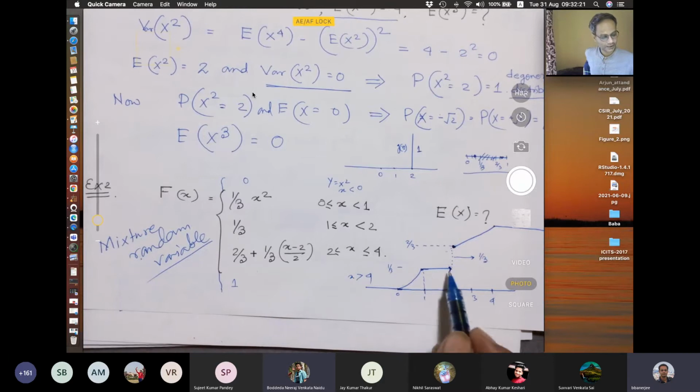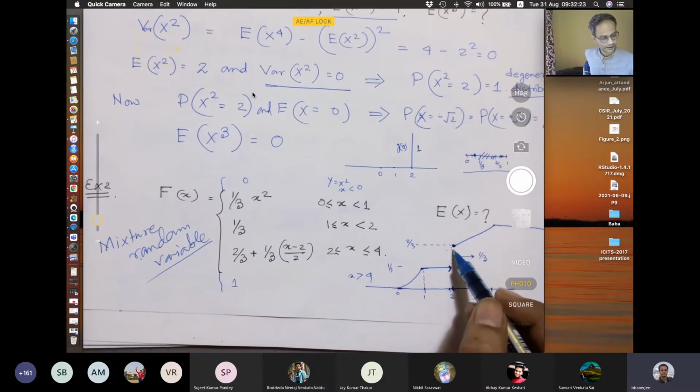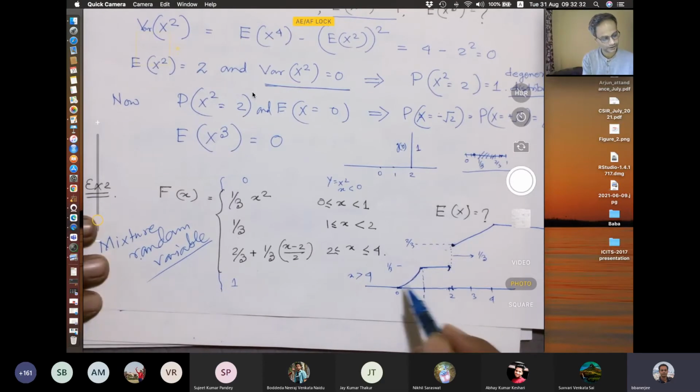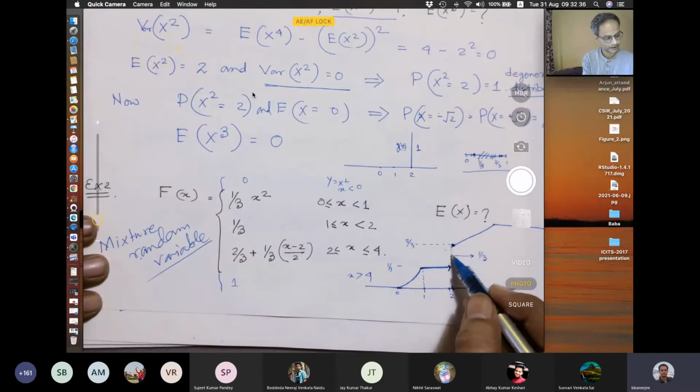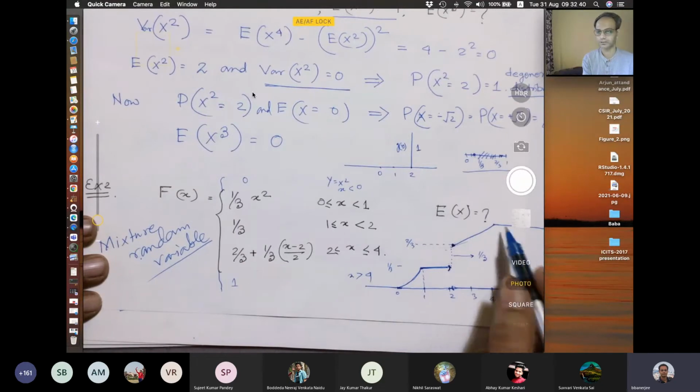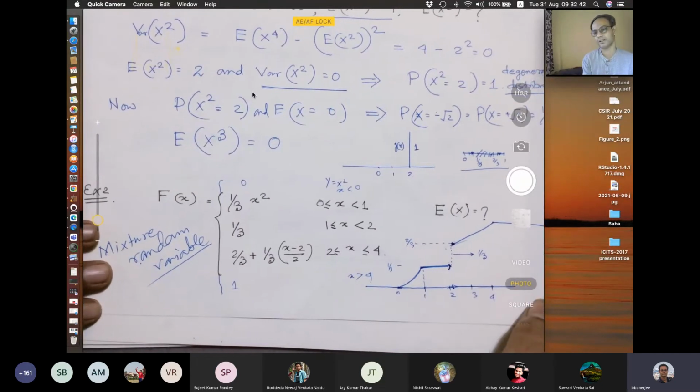Mixture means you might have probability mass at some point, and in some other part it might have a continuous density over an interval. So for this interval it has continuous density. For this interval there is no probability. For this point there is a probability mass. For this interval there is a continuous density. This kind of bits and pieces will be there. Okay, sir.